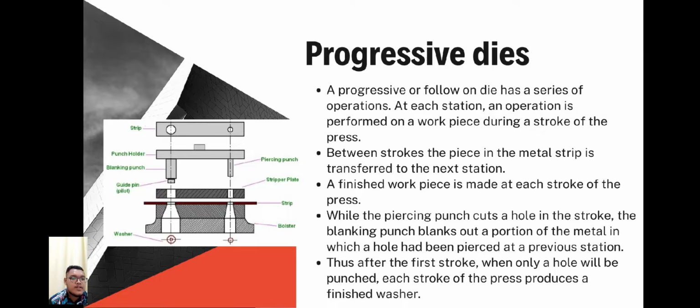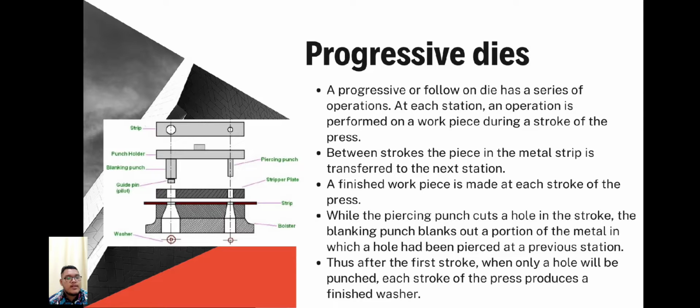While the piercing punch cuts a hole in the stroke, the blanking punch blanks out a portion of the metal in which a hole had been pierced at a previous station. Thus, after the first stroke, when only a hole will be punched, each stroke of the press produces a finished washer.